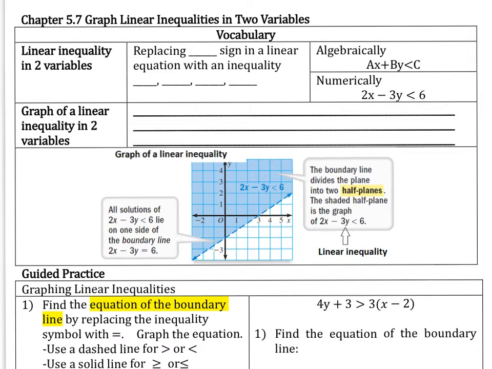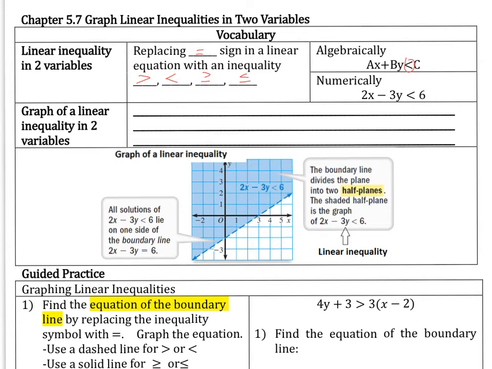A linear inequality in two variables just means replacing the equal sign in a linear equation with an inequality. So you can either have the greater than sign, the less than sign, the greater than or equal sign, or the less than or equal sign. Algebraically, we can represent this as ax plus by less than c, or any of the inequality signs. Numerically, an example would be 2x minus 3y less than 6.